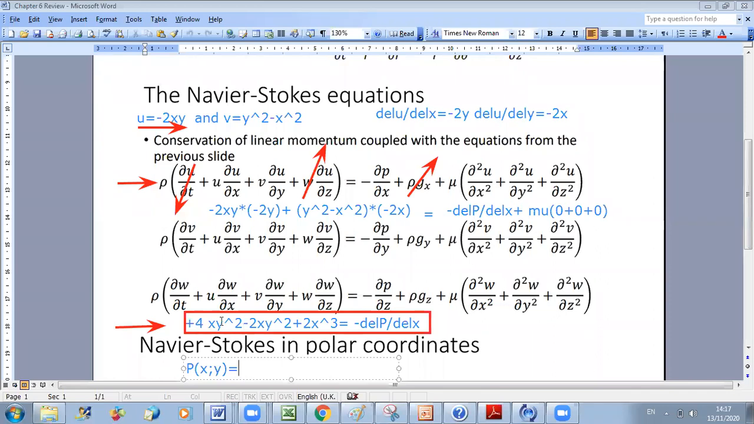So here the first term is 4xy squared. If I integrate with respect to x, I get that I have 4y squared, which is like a constant, times what? x squared over 2, because the integral of x is x squared over 2. So if you want, you can simplify our two terms, like 4xy squared minus 2x.